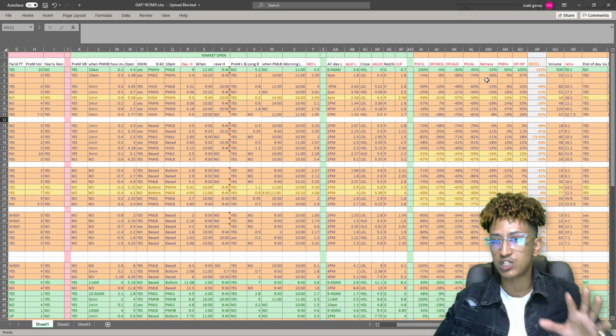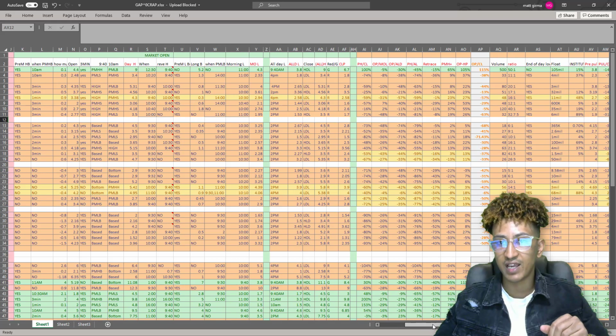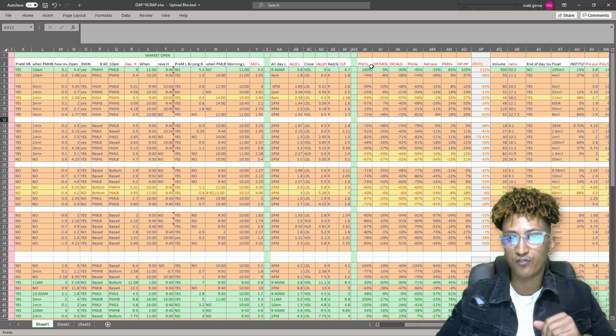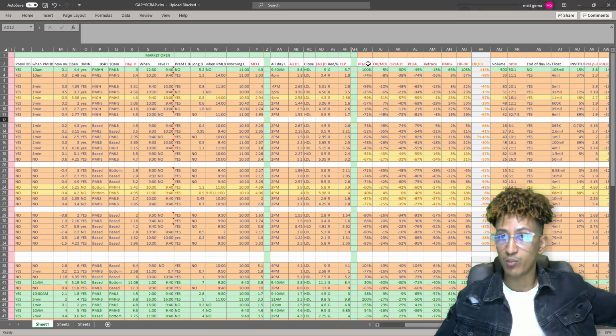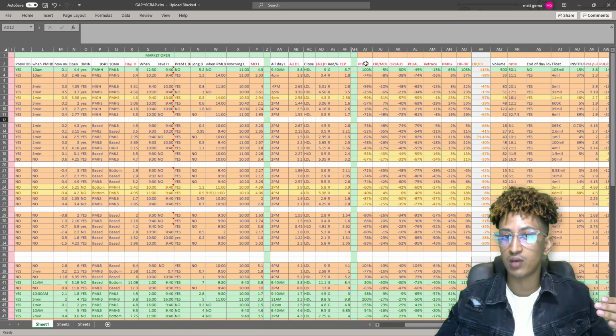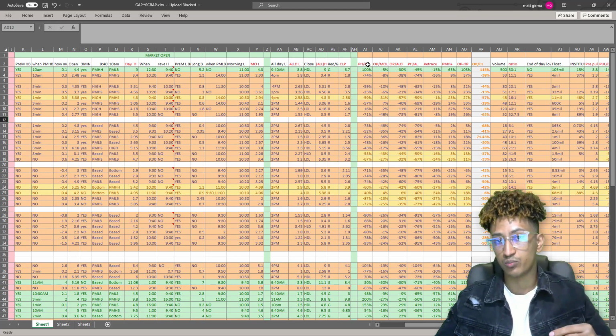Now, this is where I try to find the relationships between those data points. The first one is between the pre-market high and the closing price. So if you're shorting the pre-market high, and you're trying to take profit at the close, how much money would you have made? Right? So these are the percentage differences between the pre-market high and the closing price.